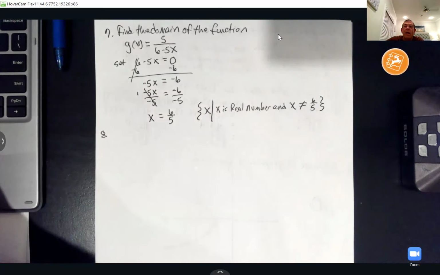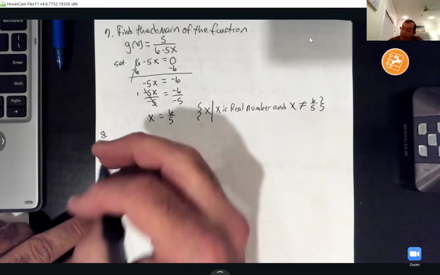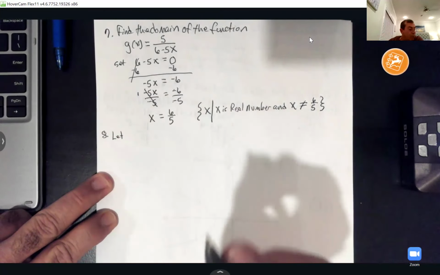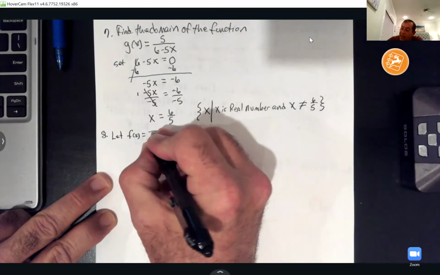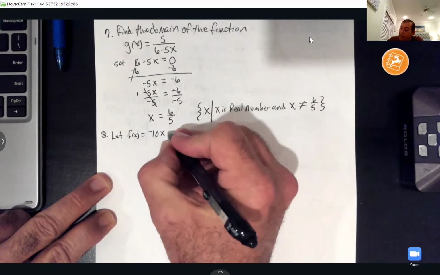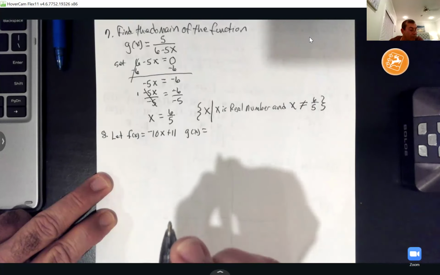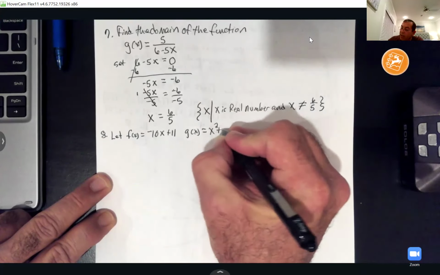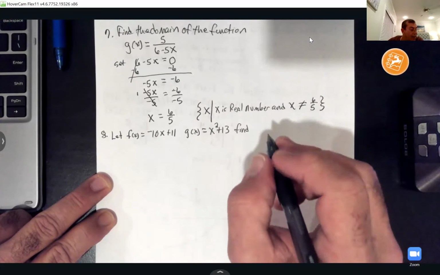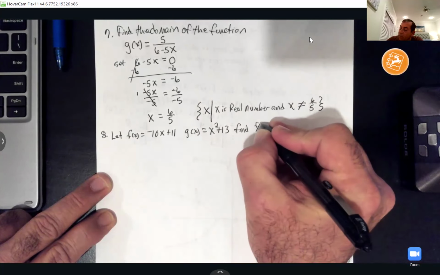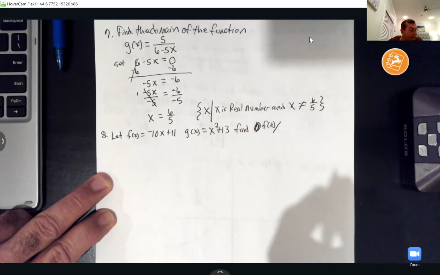All righty, so after we did a little domain, we got into doing what we call the algebra of functions. So on this problem, we're going to let f of x equal negative 10x plus 11. G of x is going to equal x squared plus 13. They want us to find f of 8 divided by g of 8.